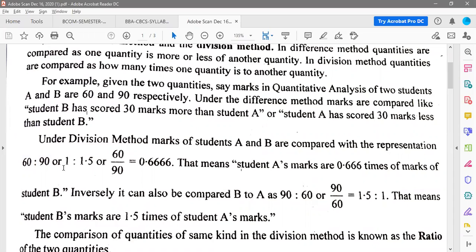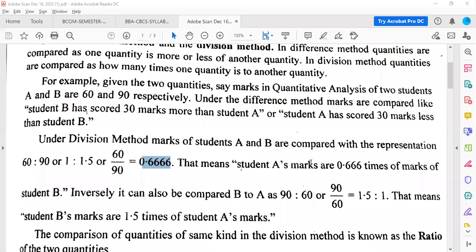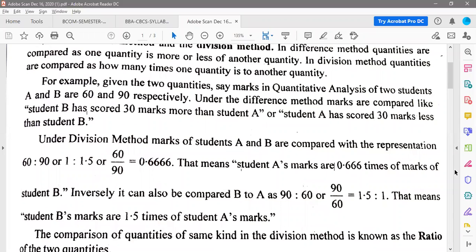Or that can also be represented in a simplified format. Okay, you can just divide 60 by 90 and you can get the decimal, and you can write this as, that means student A's marks is 0.666 times the marks of student B. So here we are comparing it with times.